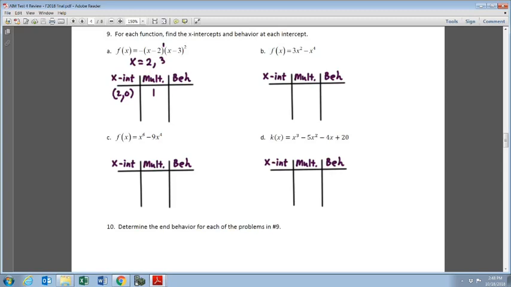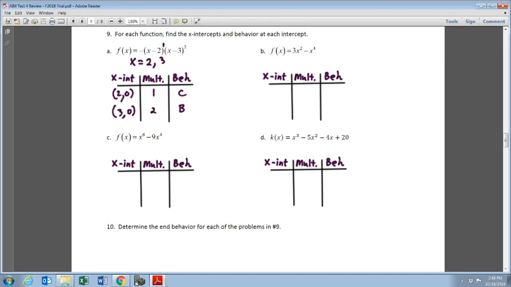And so we have a multiplicity of 1. And the behavior, we always cross when we have an odd multiplicity. So anytime we have an odd number of factors, in this case we have one factor of x minus 2, we're going to cross, and anytime we have an even number of factors, like with the x minus 3, we're going to bounce. So at 3, 0, our multiplicity is 2 because of that exponent there, and we're going to bounce at that x-intercept.